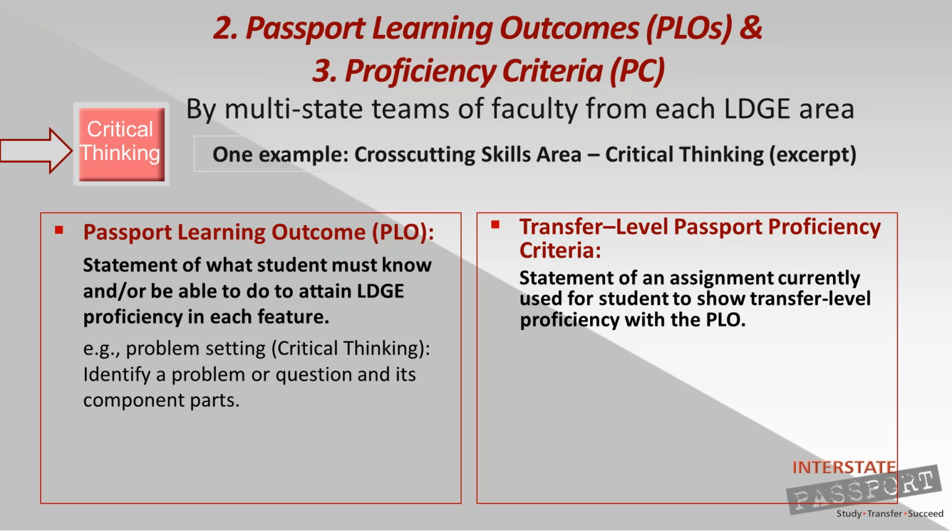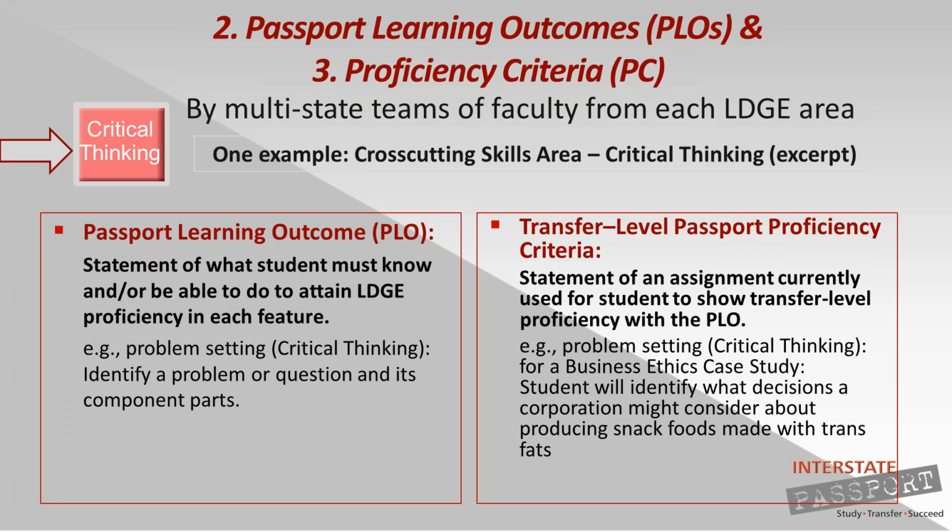There are several different portions to the critical thinking area, one of those being problem setting. And the learning outcome for problem setting is that the student becomes able to identify a problem or a question and its component parts. That is a learning outcome that every passport student needs to become proficient with. A proficiency criterion is an assignment, a specific assignment that addresses that particular learning outcome.